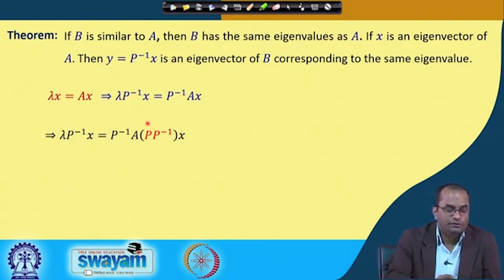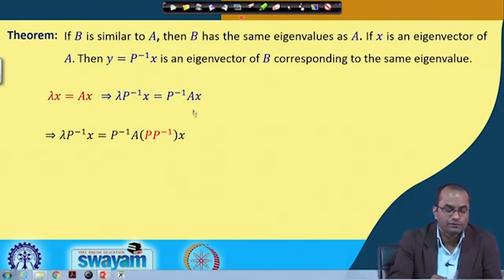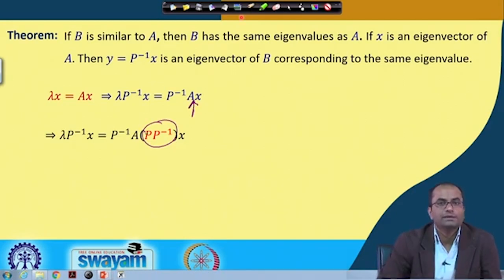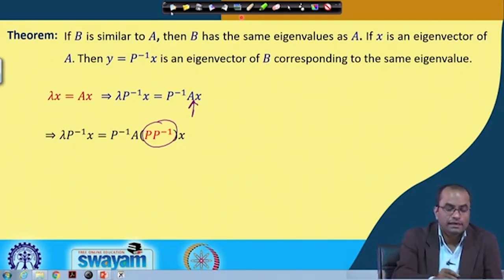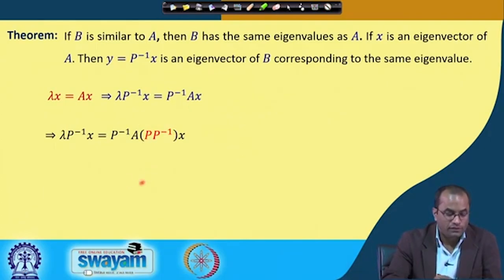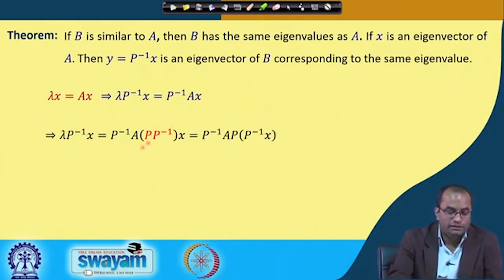And then what we do, we have here lambda P inverse x, the same, P inverse A. Again we have introduced this identity matrix, which we have written as P and P inverse X. Then we combine this here, P inverse A P, and then we have P inverse X. So, what do we see now?